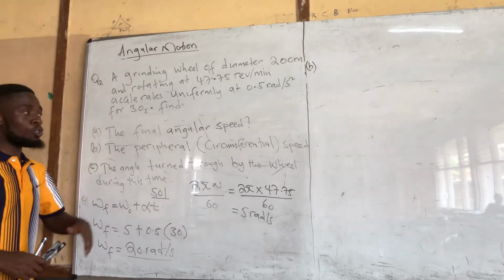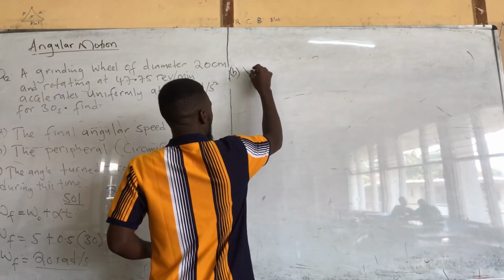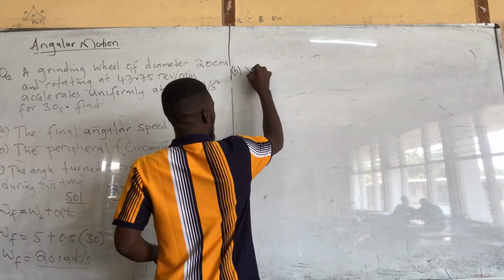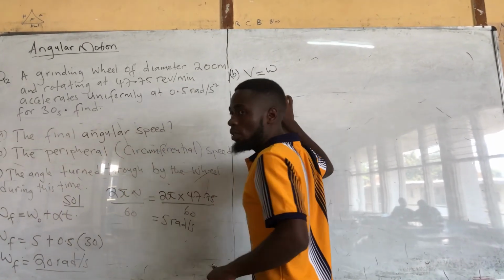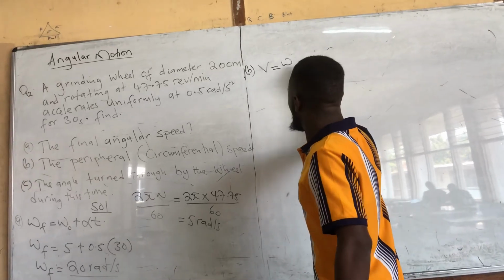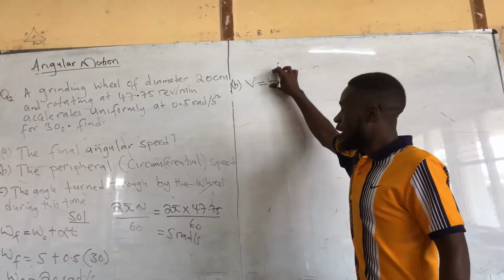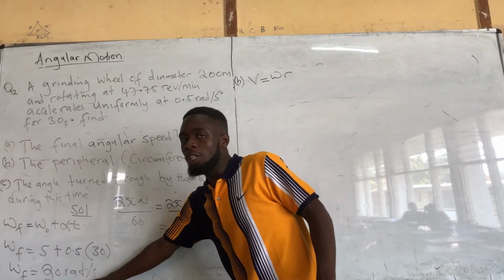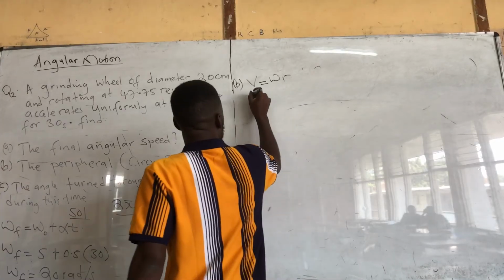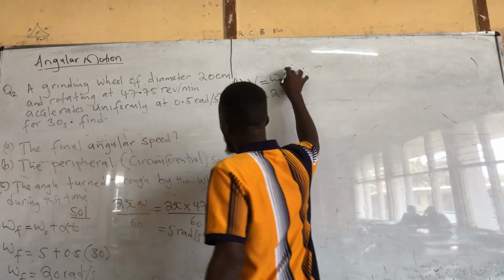The formula that we use to find the linear speed, we say V is equal to angular speed multiplied by the radius here. What is the angular speed? The angular speed is this final angular speed that you have found here. So it will be V is equal to 20 multiplied by, what is the radius here?